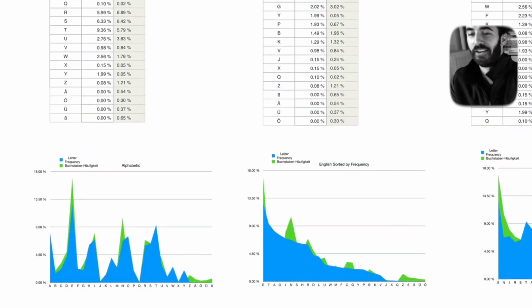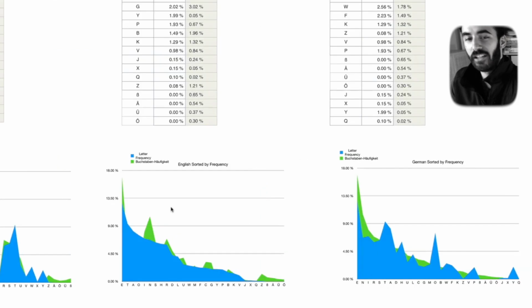Now if we compare just the charts here, I have on the left, all the way to the left, this is sorted alphabetically, which doesn't really give you too much information. So if you look at the English sorted by frequency, this is the sorting in English. So that's why the blue is English, and that continuously goes down to the right. But if you see in the background there, these green spikes, that's German on that same corresponding letter, and you see a much higher frequency.